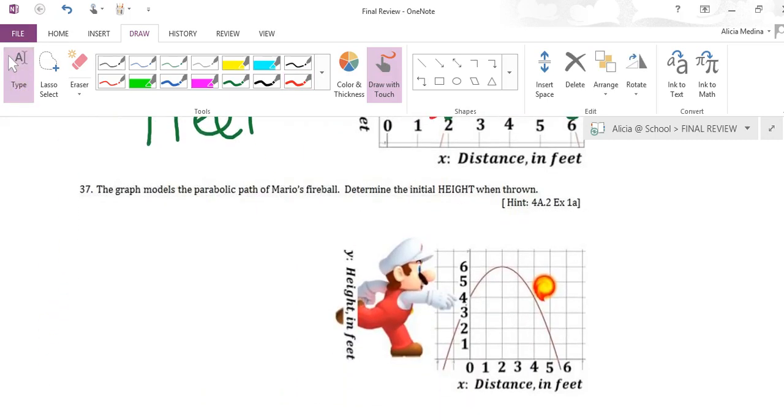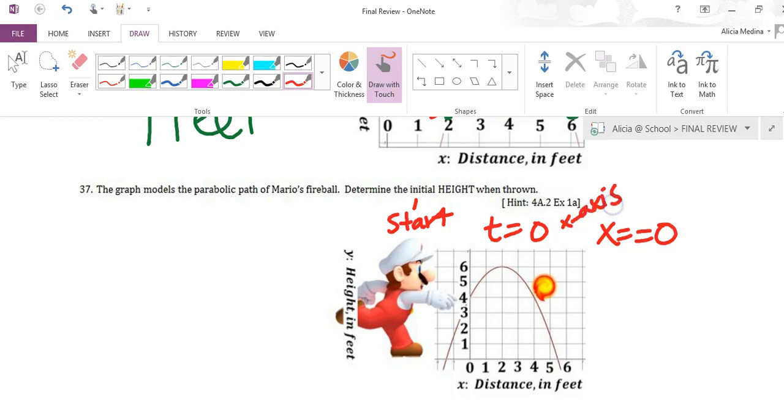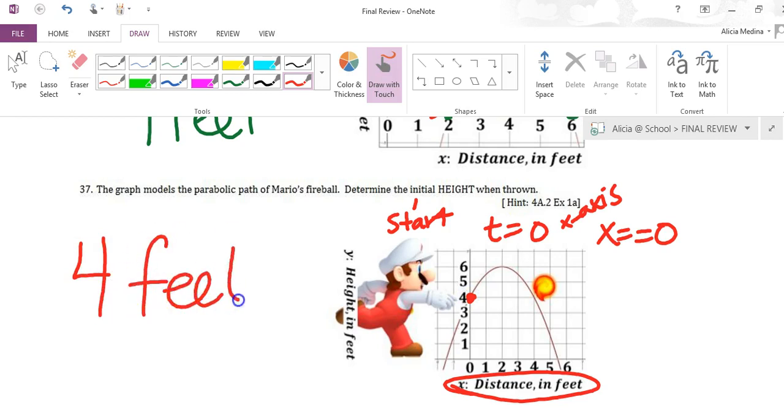37. The graph models the parabolic path of Mario's fireball. Determine the initial height. So initial means the start. So where did the fireball start? So this is whenever the time, or whatever the x-axis, so it could be when time equals 0, or you can think when x equals 0. So this is the x-axis. So in this case, it is our x right here. So when time is equal to 0, my initial height is at 4. So this is going to be at 4 feet.